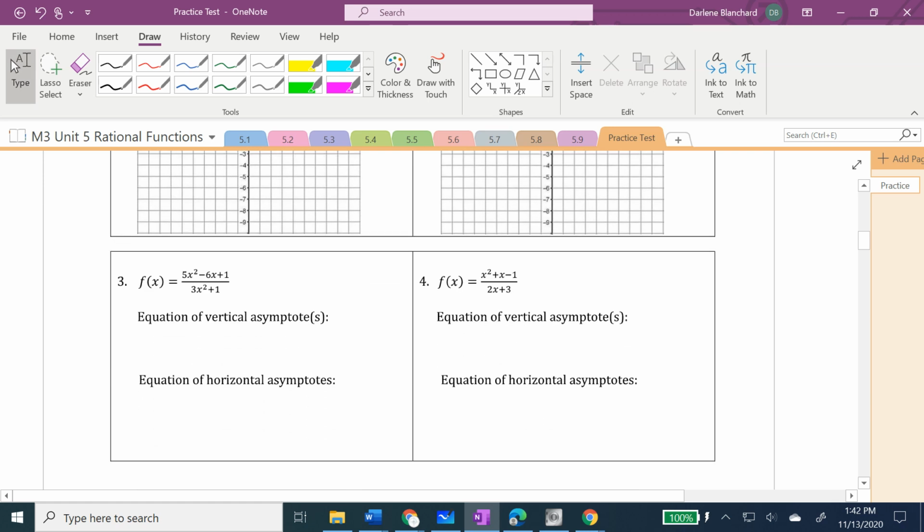I'm not going to ask you to graph anything like 3 and 4, but I am going to ask you to look at them and determine vertical asymptotes, horizontal asymptotes. Maybe I'll ask for x-intercepts, y-intercepts. So I will have some functions that I'm not asking you to graph, but I want you to determine certain aspects of what they would graph.